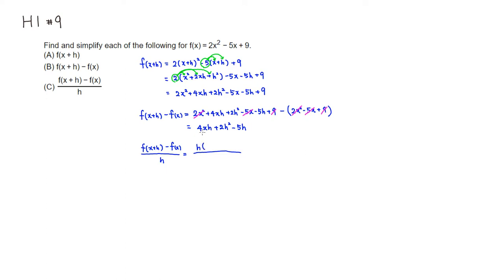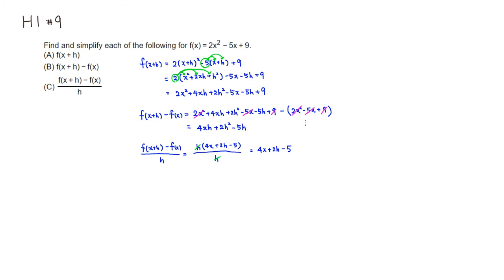If you factor h out from there, you have a 4x left over from the first term. If you pull h from 2h squared, you're going to get 2h. And if you pull h from negative 5h, you're going to have a negative 5. Then we're going to divide by h, so you can see that we can cancel h on top and h on the bottom. So this will give us 4x plus 2h minus 5.